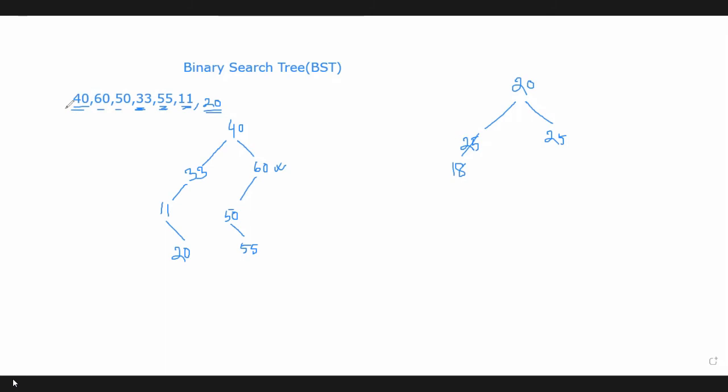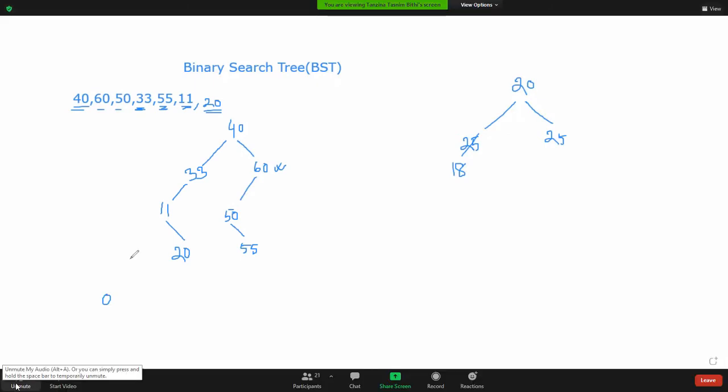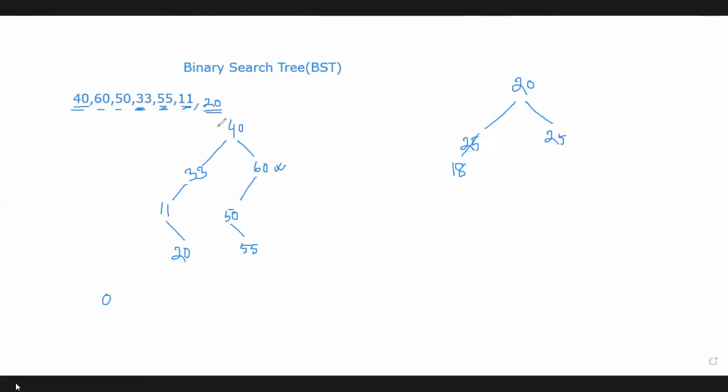The first one is 40, and when we added that node, at that time the tree was empty. That means for adding 40, the number of comparisons was 0, isn't it? When we added the first node in this tree, at that time we didn't compare that node.